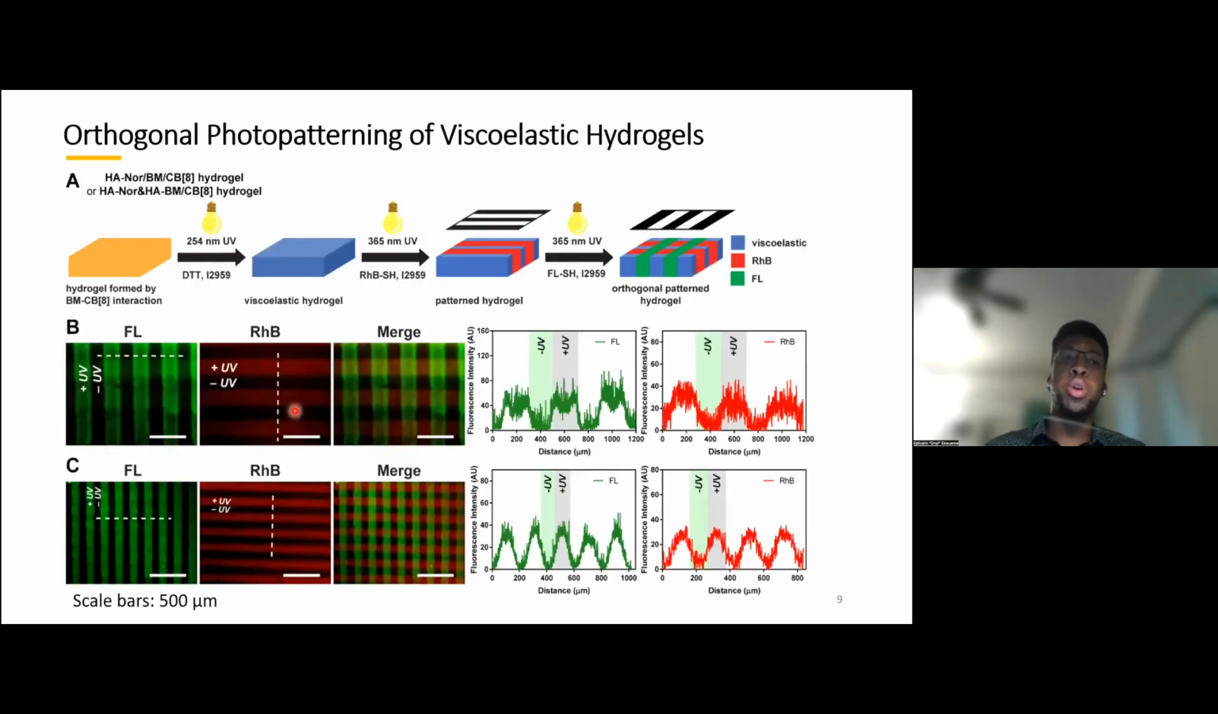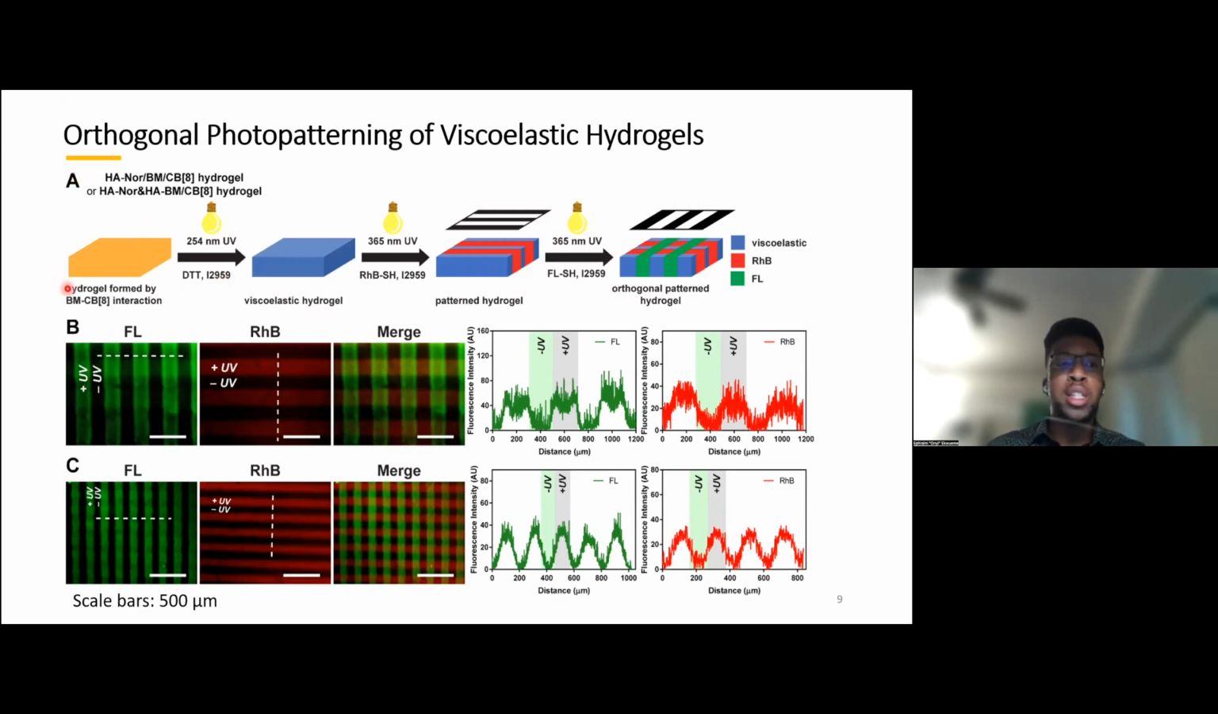Here, I'll go into the orthogonal photo patterning of viscoelastic hydrogels. We use this as a way to show that the gel can be modified with multiple molecules. Here we use dye as a model, but in the future, we may be able to do it with biofunctional molecules, such as things like growth factors.